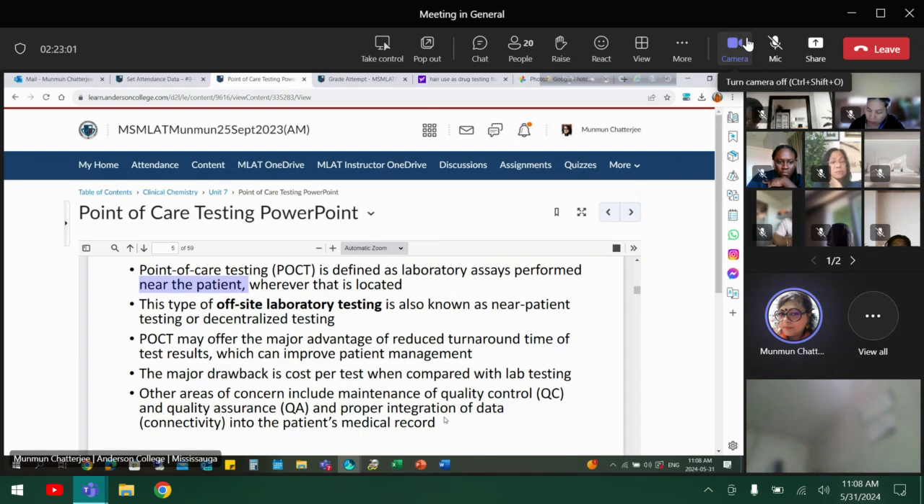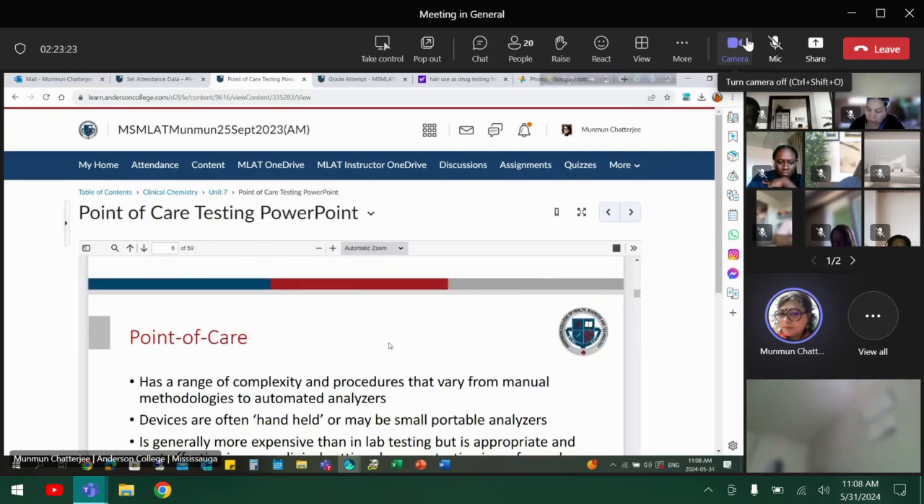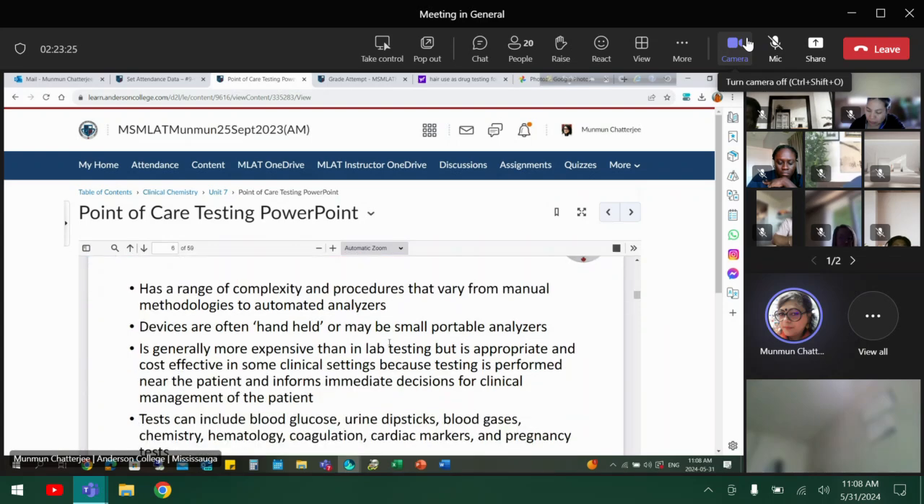You don't have to wait for the analyzer to load and give the results and other things. The drawback is cost, and obviously you can do the quality control, whatever the standards are, you have to do it, but it's not giving the quality assurance or the proper quality control. And obviously, entering the data and the integration in the LIS system.